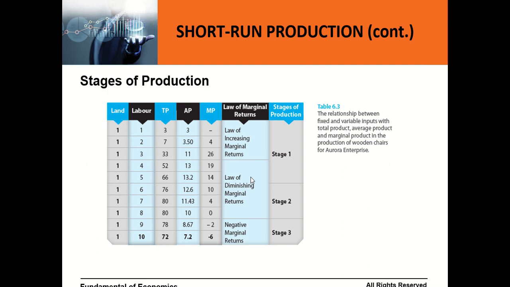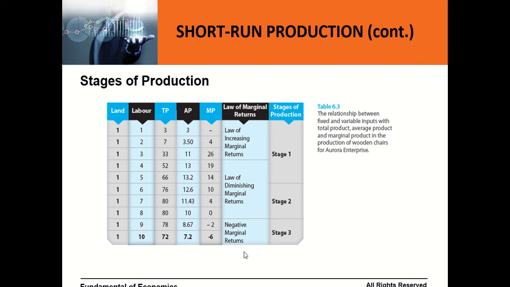How about this one? We call it decreasing, or diminishing, marginal return. Why? Because the MP starts to decline from 19, 14, 10 and 4 until 0. So that's why we call it diminishing marginal return. What does it mean by that? As you add more labor here, the TP increases but at a decreasing rate. How do you know that? Because here the TP increases, but the change becomes smaller and smaller, decreasing.